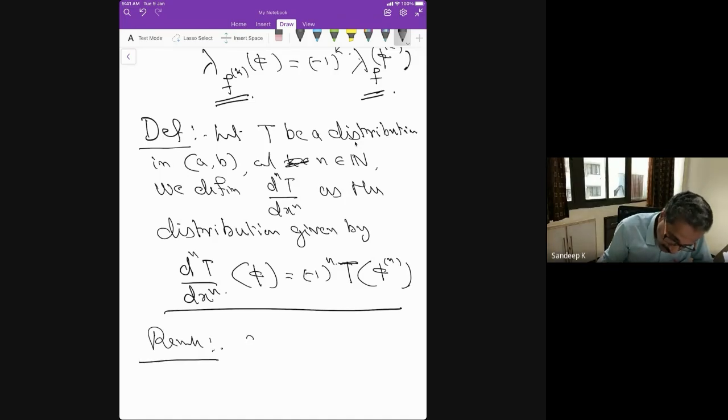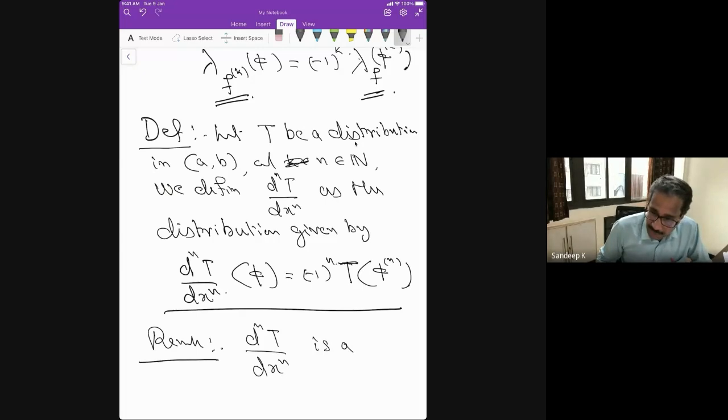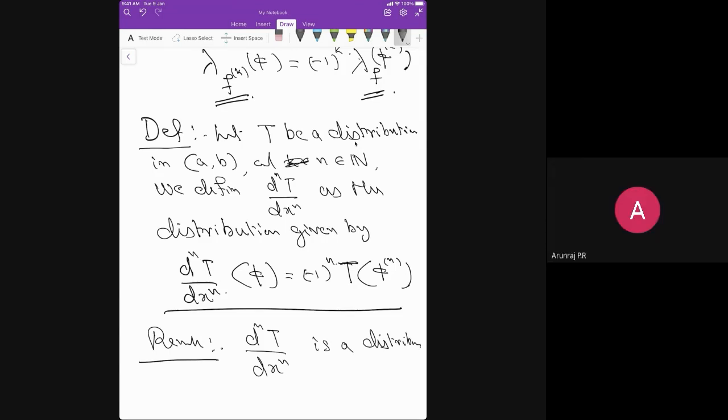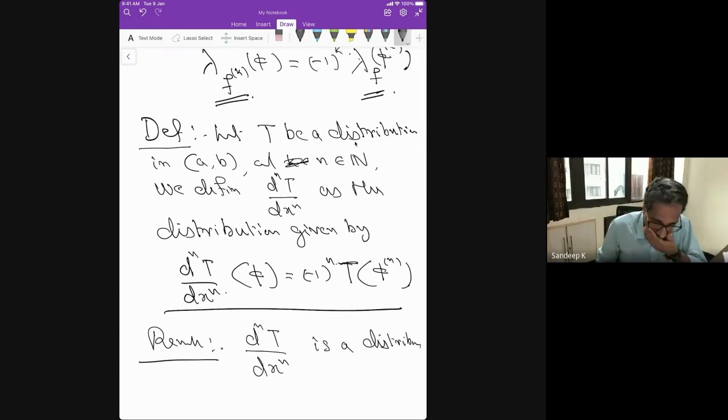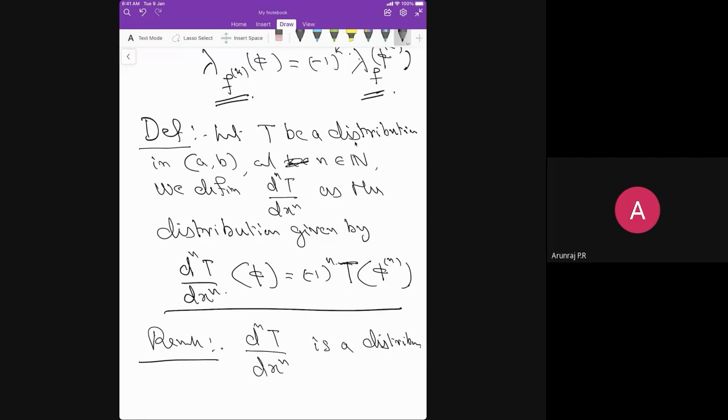You can check, as a remark, that d^n T by dx^n is a distribution in the sense that it satisfies all the conditions we have defined. Sir, I have a question. Yeah. That you have given, is it just for the sake of notation you have given dx raised to n? Yeah, just as a notation. It's a notation, right?